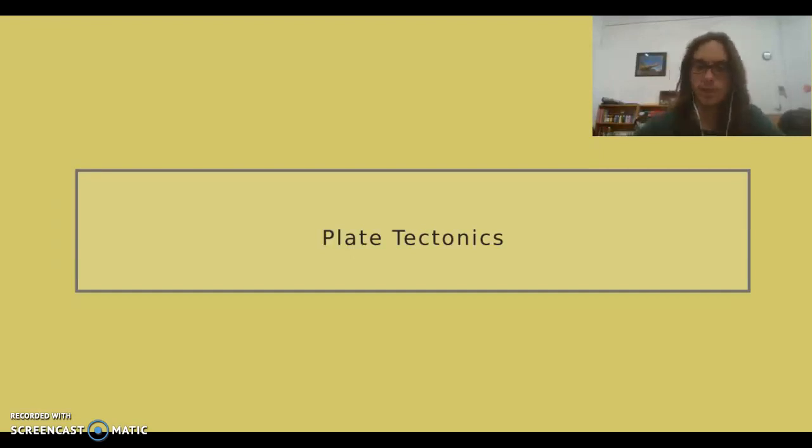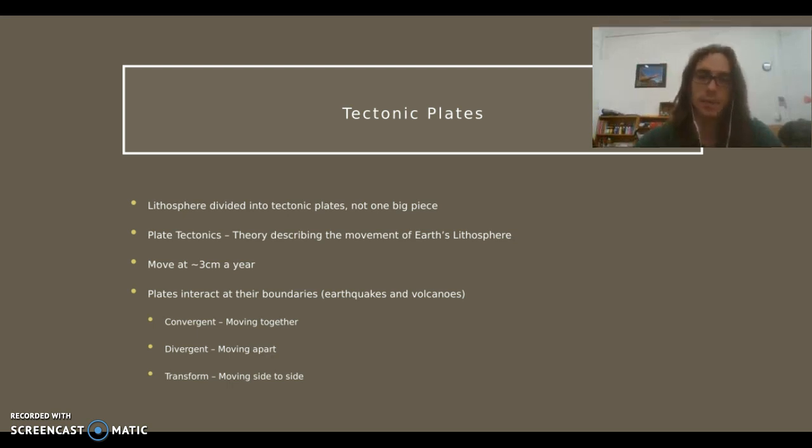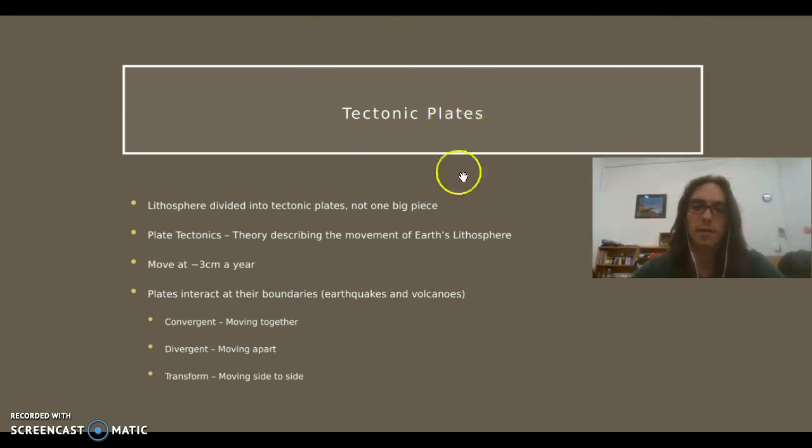Hello. So this unit is going to be on plate tectonics. It's going to be kind of a quick overview of what you have already learned before. I'll also add some additional supplementary information just in case you're curious or would like to go over something a little more. All right, so plate tectonics. Essentially, it's the movement of tectonic plates.